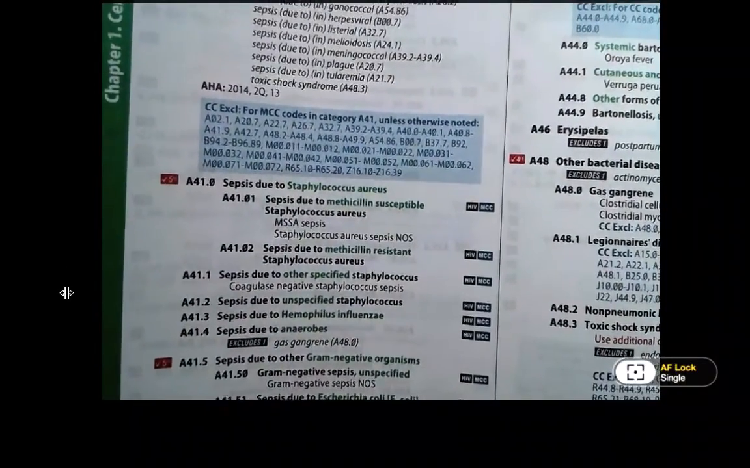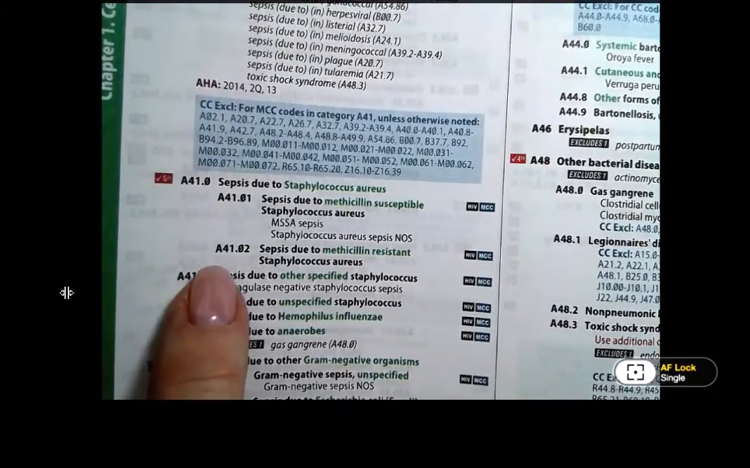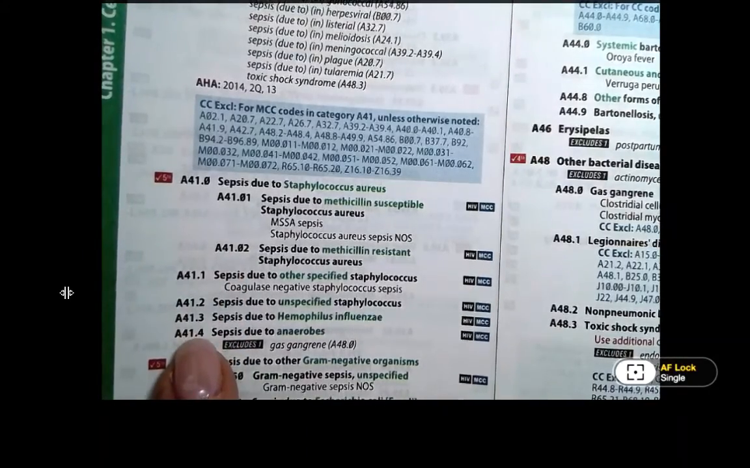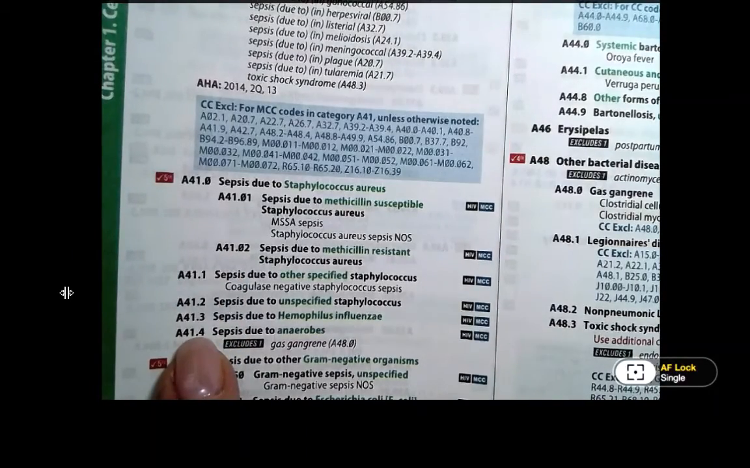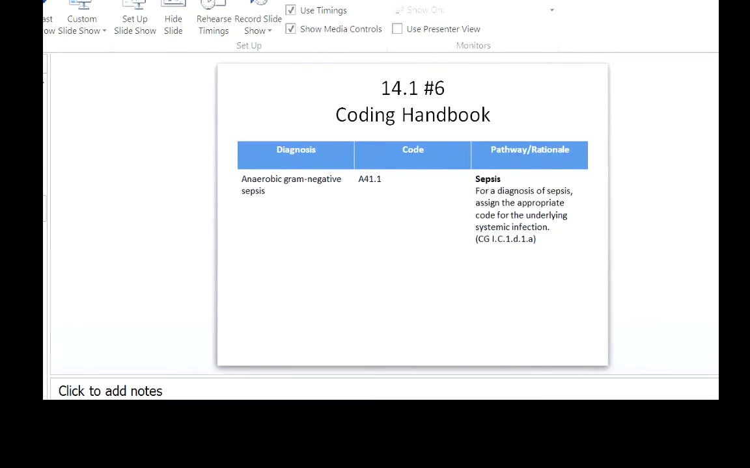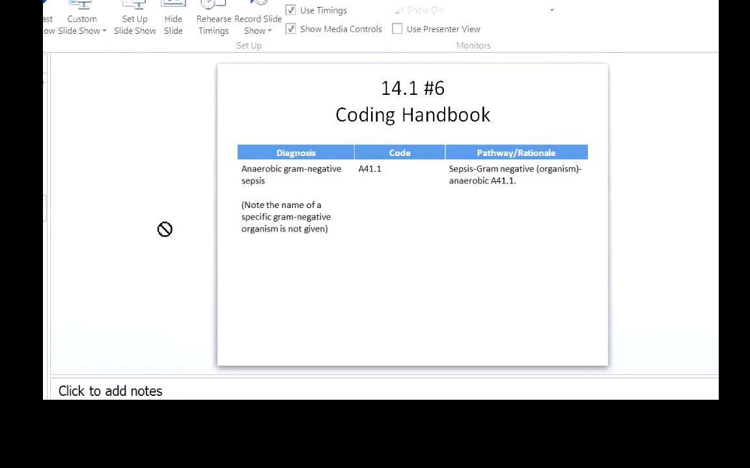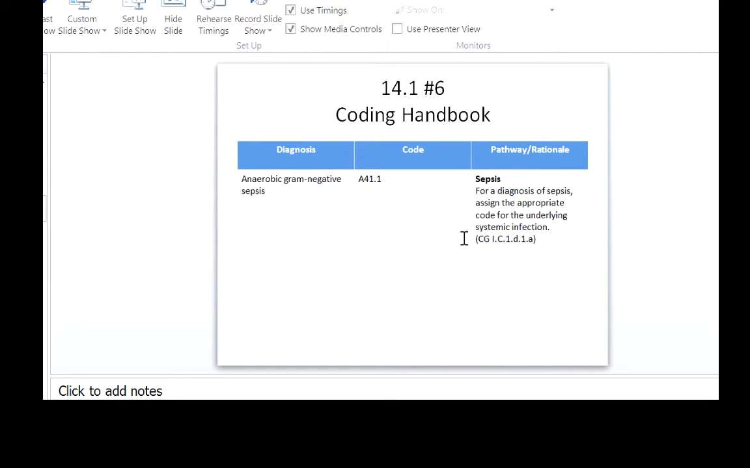Move down here, so A41, here we go, A41.4, sepsis due to anaerobes. So for the specific diagnosis, I just chose a very simple, for a diagnosis of sepsis, assign the appropriate code.